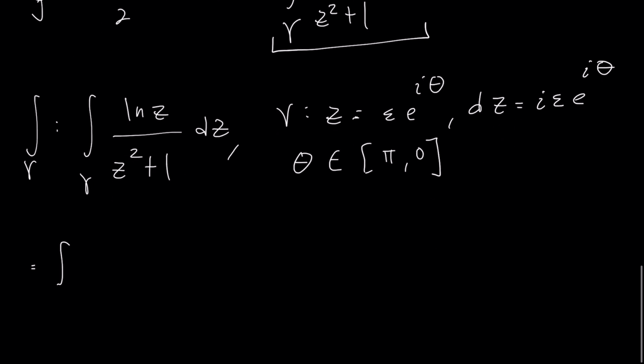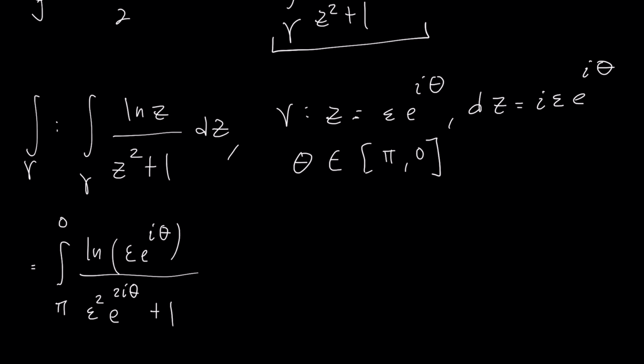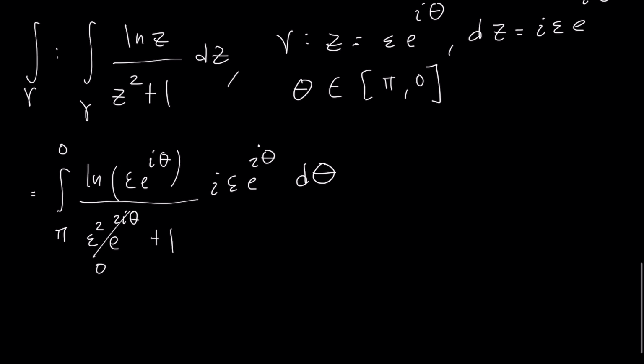So it's equal to the integral from pi to 0 of the natural log of epsilon e to the i theta over z squared, which is epsilon squared e to the 2i theta plus 1, dz, which is just i epsilon e to the i theta d theta. And as epsilon approaches 0, this will go to 0. We're just left with the integral from pi to 0 times i of the natural log of epsilon e to the i theta times epsilon e to the i theta d theta.